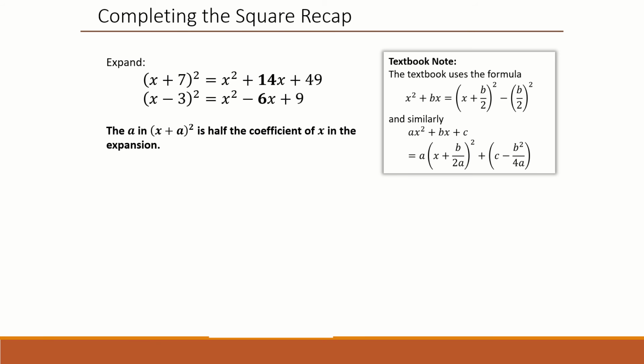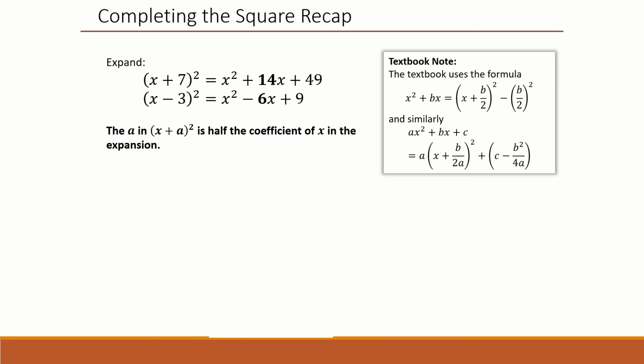If we expand completed squares, for example in this case (x + 7)² and (x + (-3))², we can find a pattern that the x term is always double that of the a term inside the bracket, which is shown from the box on the right, which is taken from the textbook.